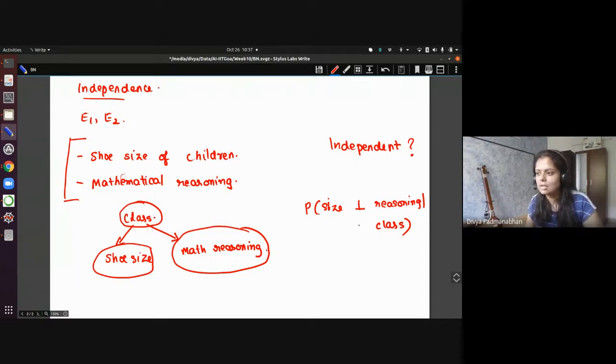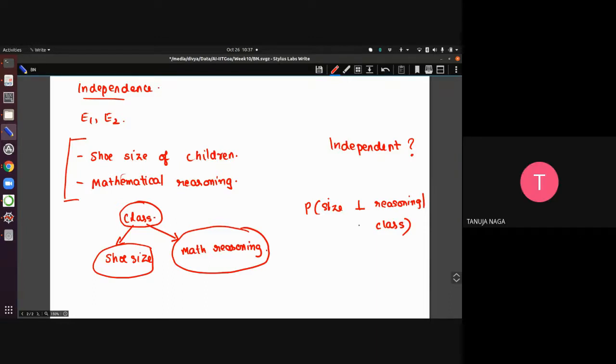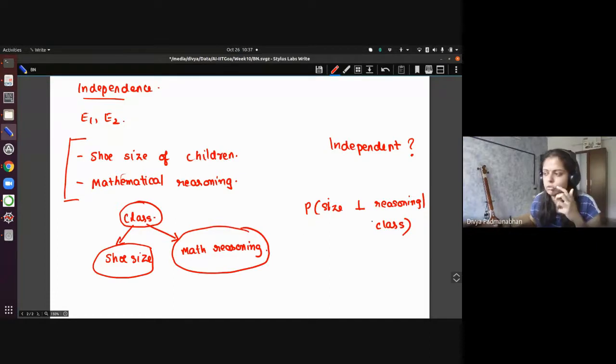If you have the class information, so everybody in fourth standard, then if you see the shoe size and math reasoning, are they dependent? Independent. They're independent, right? So if you have the class, they are independent. But if you don't have the class, then maybe there is some correlation. A small shoe size means that they are from a smaller class. So that in turn means that the reasoning ability is not much. So you can draw that kind of inference.